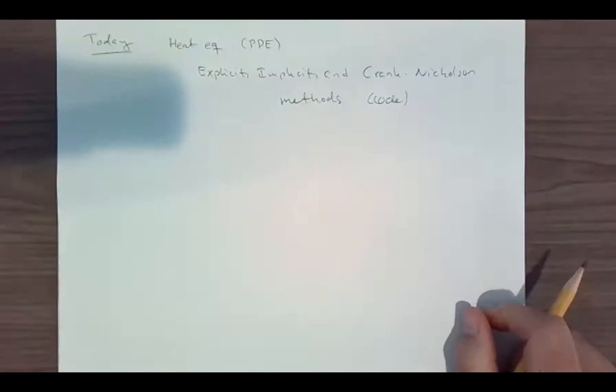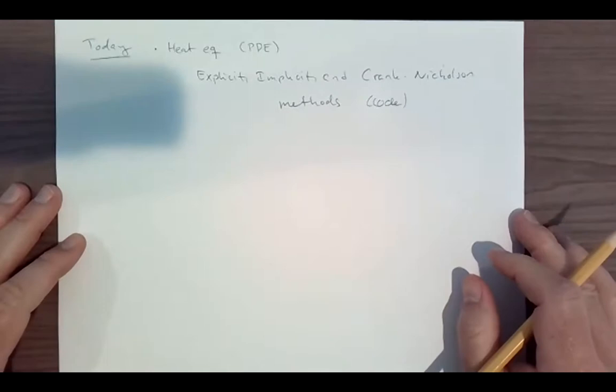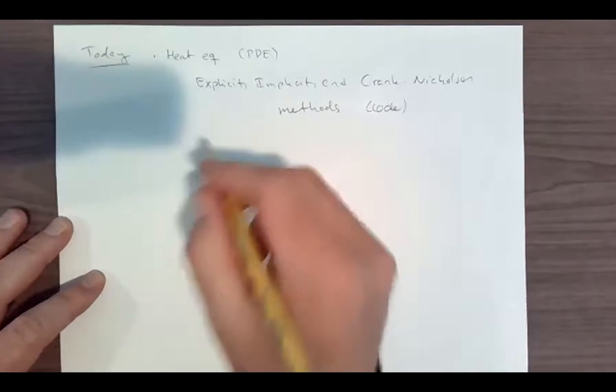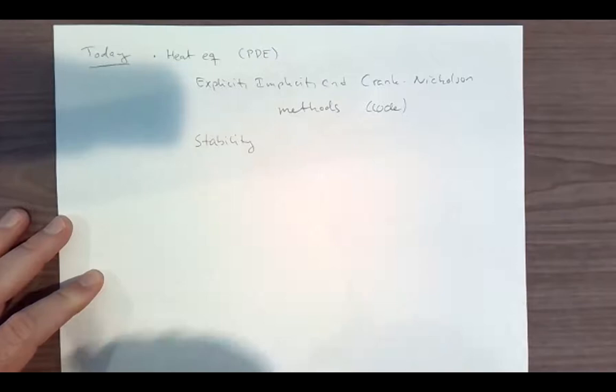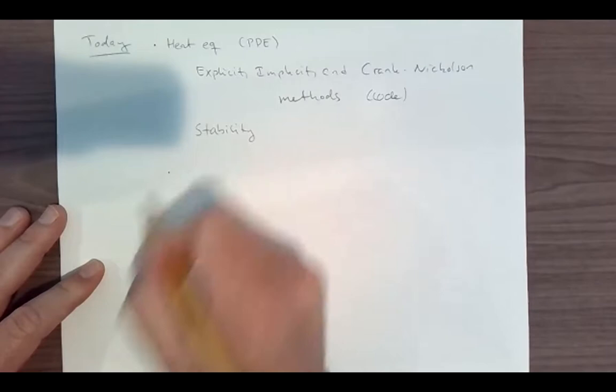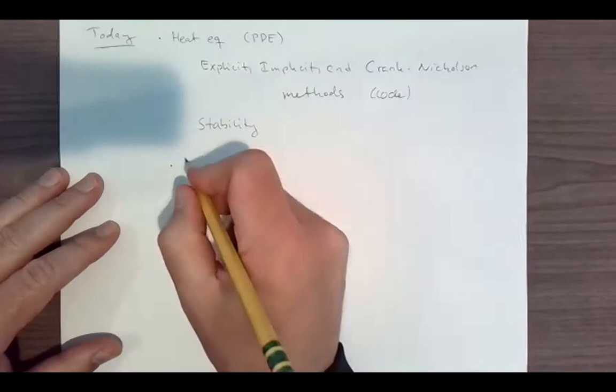We did some of this last time, we've been building up to this for a while, and we're going to redo some of these bits and pieces. We're going to talk a little bit about stability. And then the second part, after the break, we're going to move into the last topic of the class, which is American options.